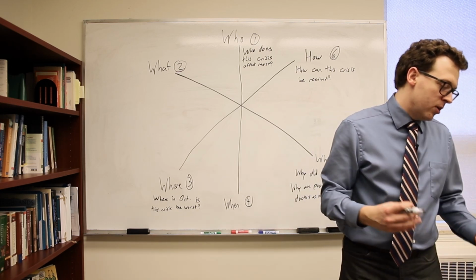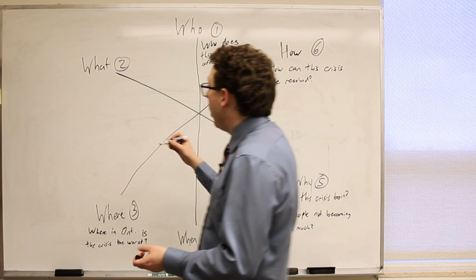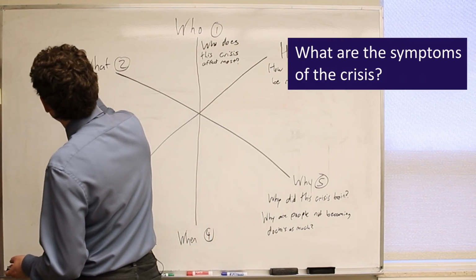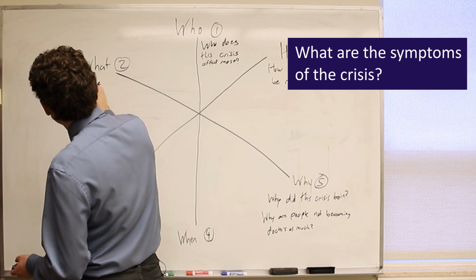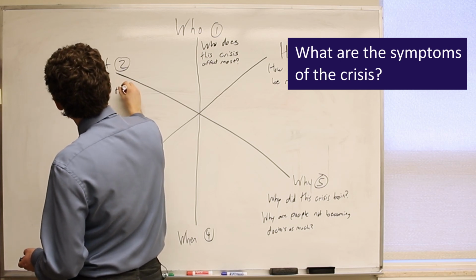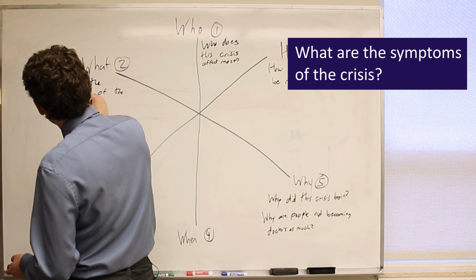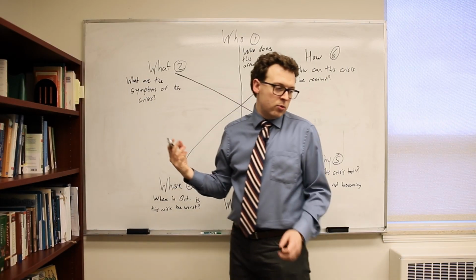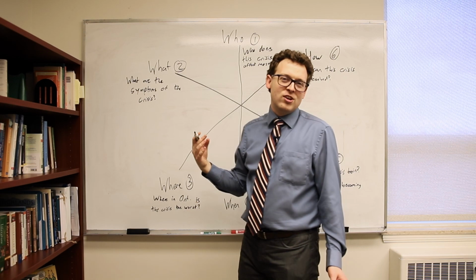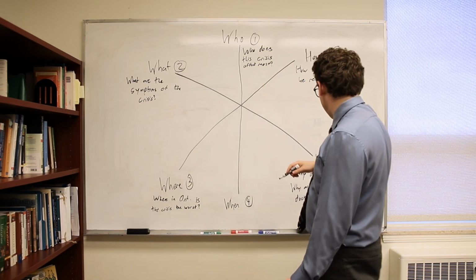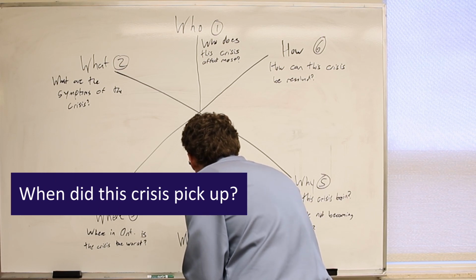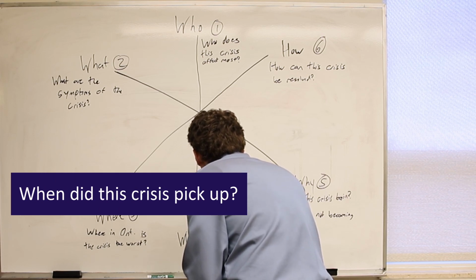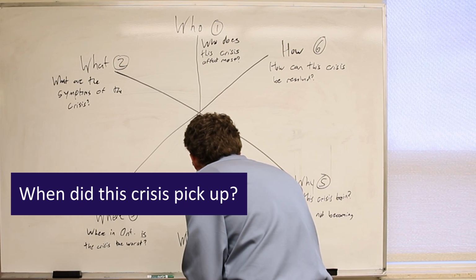See, now we're starting to get a lot of repeats, so I'm going to just fill in some of the other ones. Maybe for what, we have what are the symptoms of the crisis? And then let's say you rolled a 4, then we would do where, when. Yes, I am cheating, I'm getting them off screen. For 4, when, we could say, when did this crisis pick up?